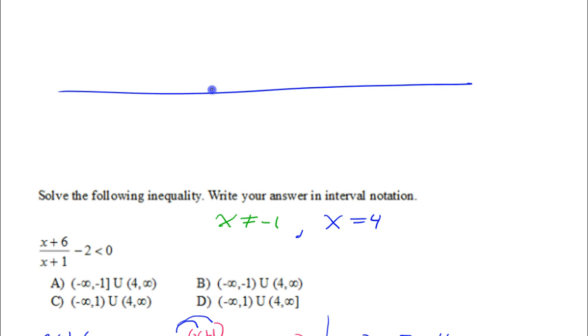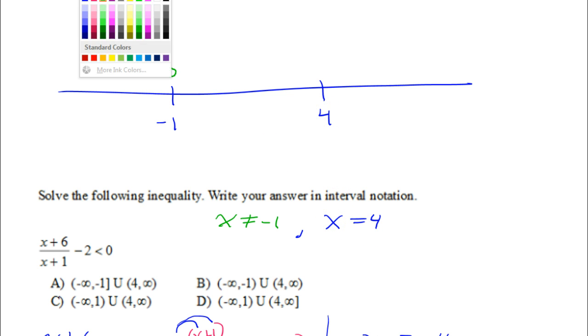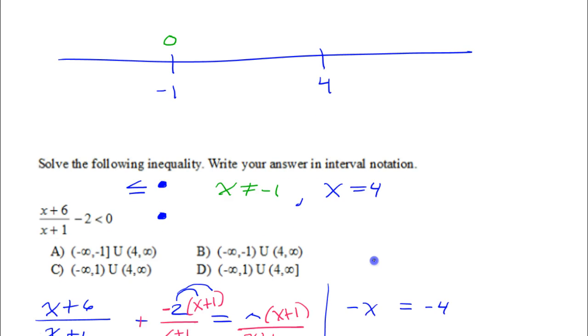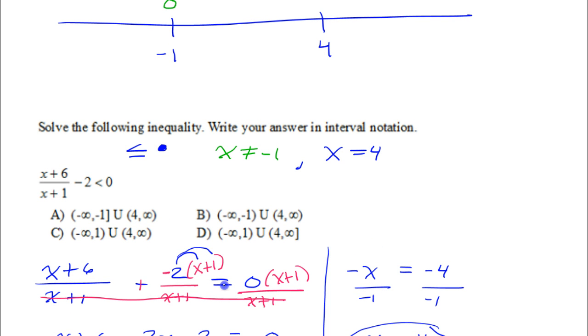Okay, so here comes the number line. So I'll put -1 here and I'll put 4 here. Now, excluded values are always graphed as an open circle. So this -1 will be graphed as an open circle. Solutions to the related equation are sometimes open circles and sometimes closed circles. It depends. If I had less than or equal to 0, then I would use a closed circle. Alright, because we just solved an equation.